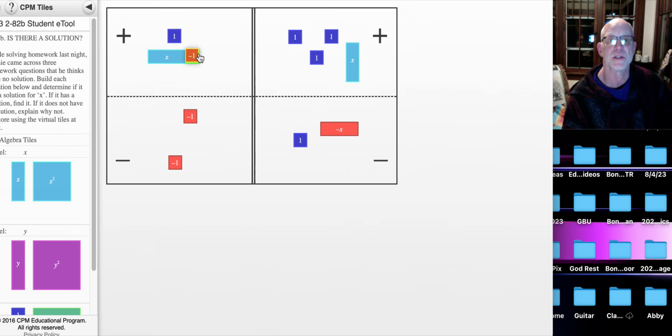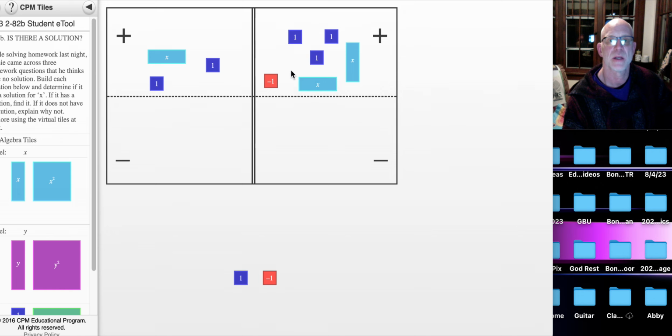What can we, ooh, a zero pair right there. Nice. And then they said, well, let's flip everything and switch it. Flip and switch, flip and switch. And then we have a zero pair here. I'm going to put all the x's over on this side, and I'm going to do that because then they can stay positive.